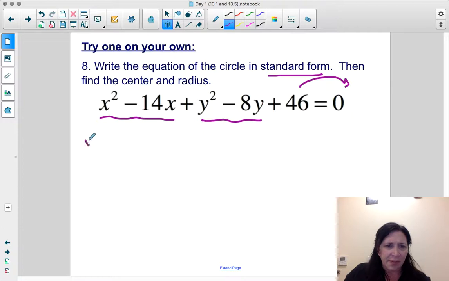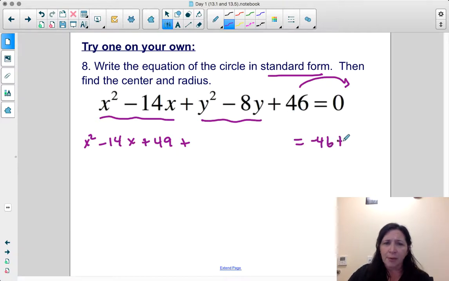I'm going to say that's x squared minus 14x. I'm going to complete the square. So I'm going to take half of 14, which is 7, square that, square 7, well, negative 7. Negative 7 times negative 7 is positive 49. And if I added 49 to the left side, remember, that's 46 from here that moved over. I'm going to add 49 to the right side.